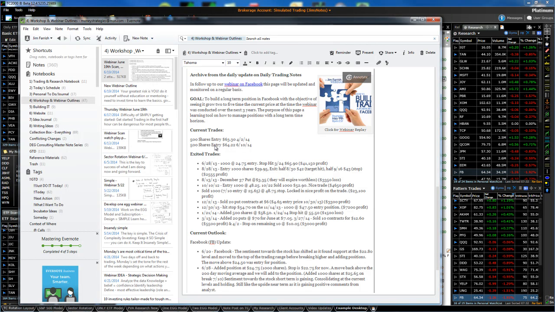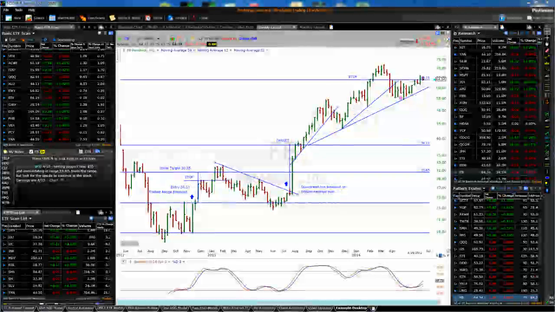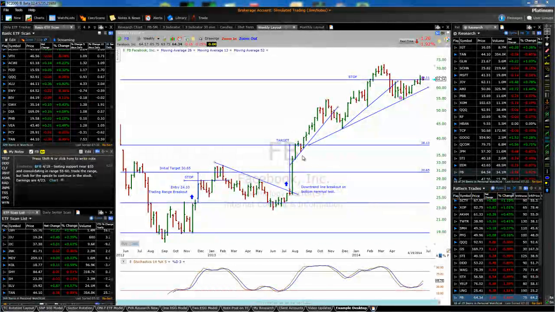Over the last couple of months, we've added those two positions. And Facebook is kind of staggering along. But I want to go back and look at how you manage these positions. It's not about the return. It's about what you do in the process of getting returns that matters.